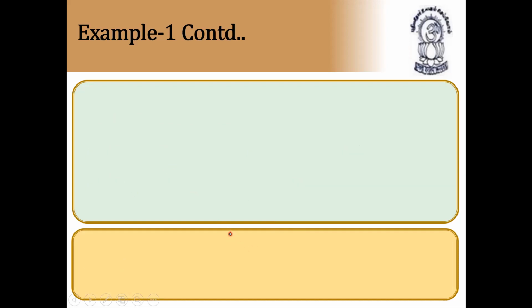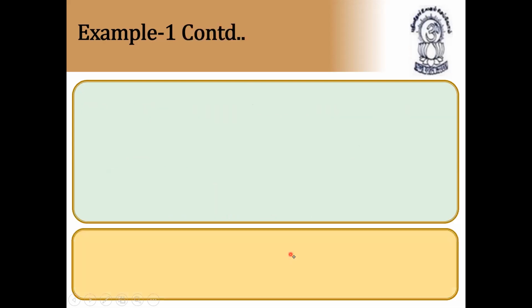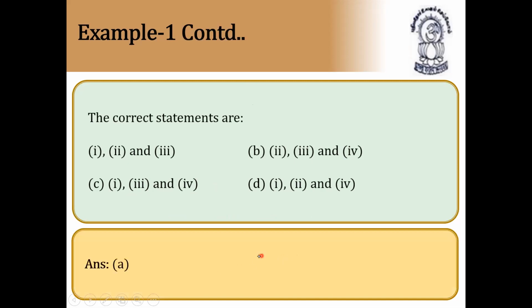Because you can see here, first statement, the metallic character increases, correct. The ionization enthalpy decreases, correct. Third, the stability of the +2 oxidation state increases. Here some small exception is there, lead increases. But the atomic radius decreases is wrong, because atomic radius always increases. So the answer is the first option.